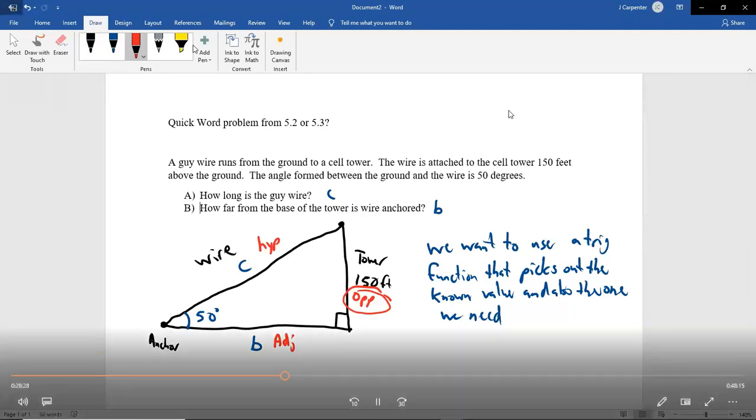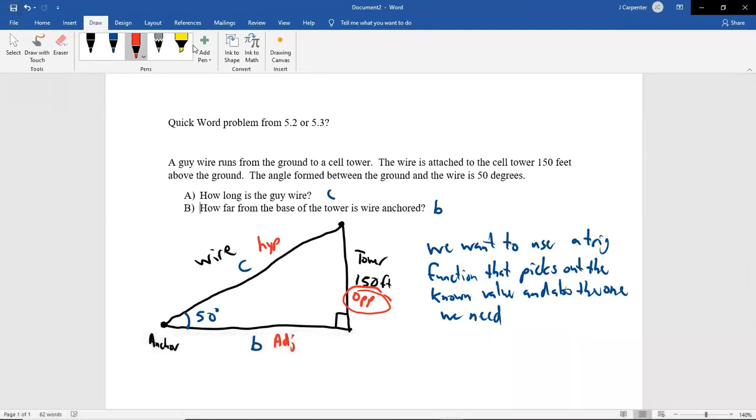Now, how do we know? Because sine uses opposite, tangent uses opposite, cosecant uses opposite, cotangent uses opposite. Which of those four should we use to do A? How long is the guy wire?